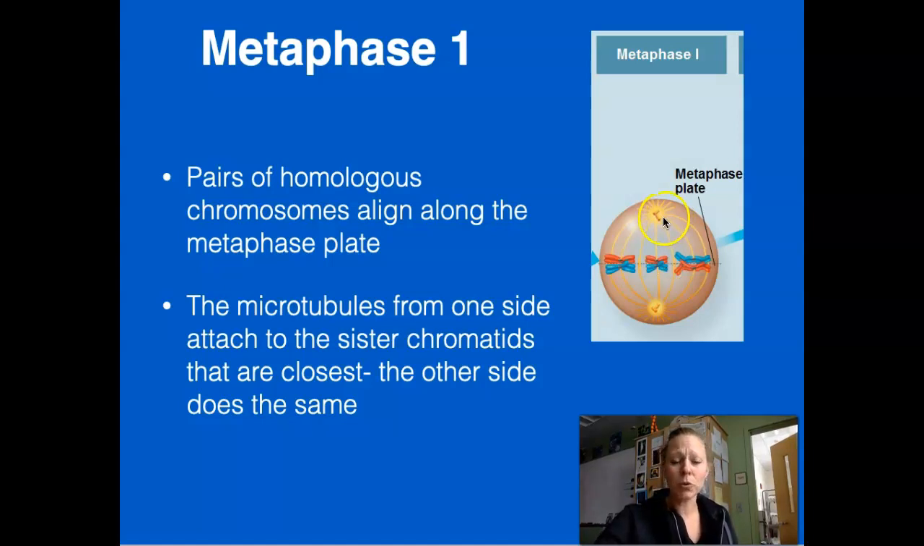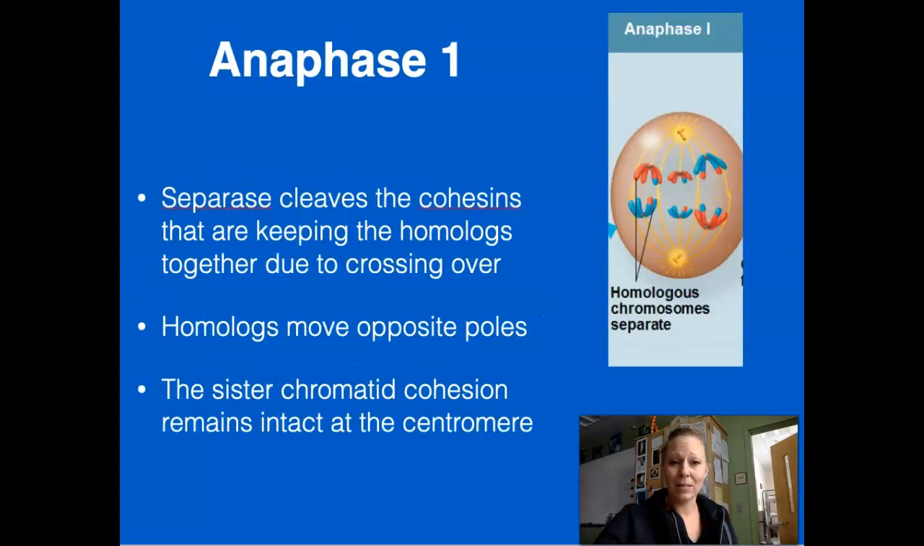Then the microtubules from one side are going to attach to the chromosome that it's closest to, and the centrosomes on the other side are going to attach to the chromosomes that they're closest to at the kinetochores, and then we're going to get ready for anaphase. Anaphase, away. The separase is going to cleave the cohesins that are keeping the homologs together due to crossing over. Then the homologs are going to move to opposite sides. The sister chromatid cohesins remain intact at the centromere, though.